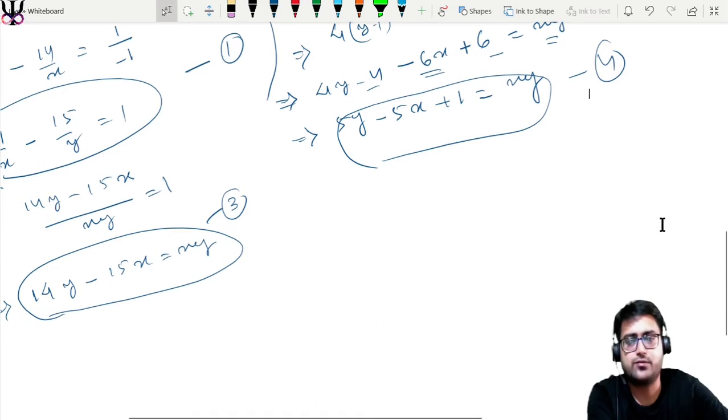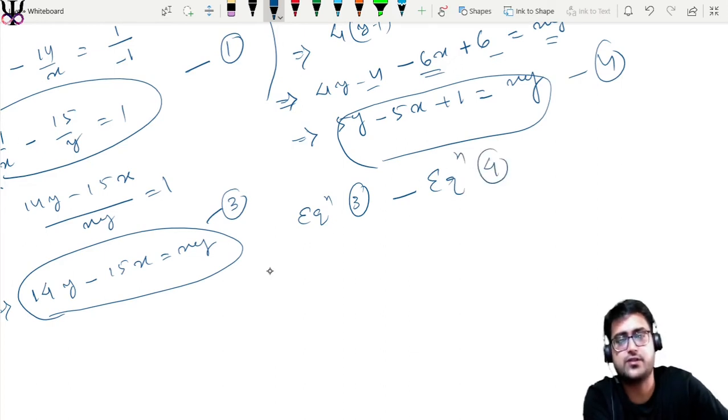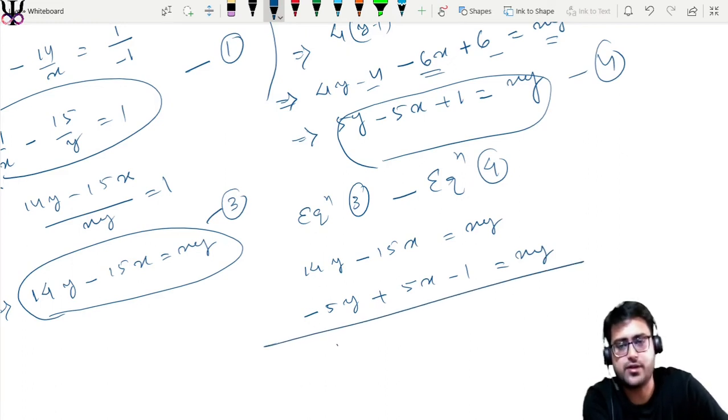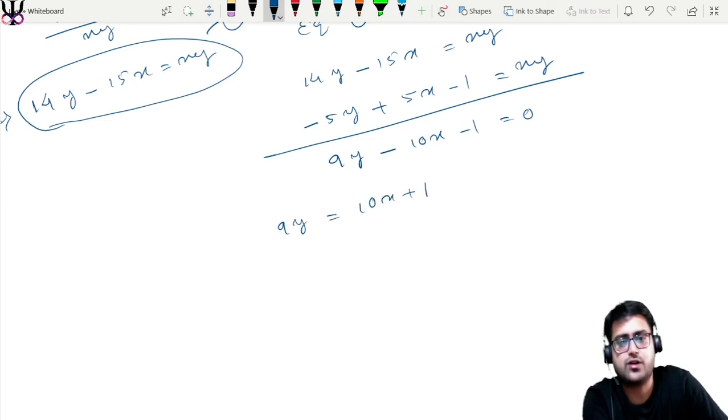Right? So now what do you do? Write down like this. For example, let's subtract equation 4 from equation 3, equation 3 minus equation 4. So just write 14y minus 15x equals xy, and then minus 5y plus 5x minus 1 is xy. So now the result is going to be 9y minus 10x minus 1 equals 0. So in this case, let's express y in terms of x. It's going to be 9y equals 10x plus 1, isn't it? That implies y is 10x plus 1 by 9, correct?